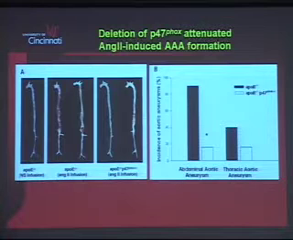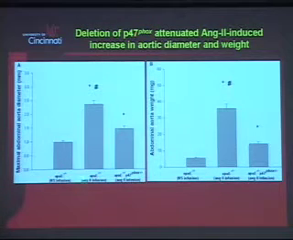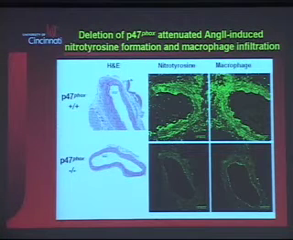and we also saw reductions in thoracic aortic aneurysms as well. These are the size data that we found. As you can see, infusion of angiotensin II results in a large increase in aortic diameter and aortic weight, and these are significantly blunted, not eliminated, but significantly blunted by deletion of P47-PHOX.